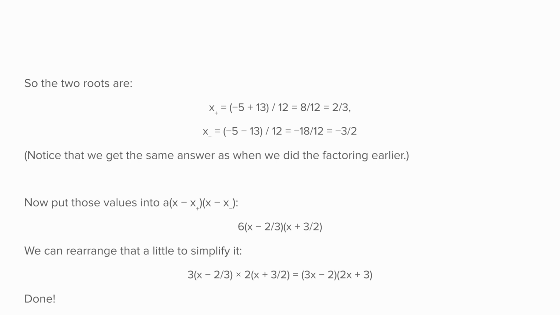So now put those values into a times (x minus x plus) times (x minus x minus), which is 6 times (x minus 2 over 3) times (x plus 3 over 2). We can rearrange that a little to simplify it. So 3 times (x minus 2 over 3) times 2 times (x plus 3 over 2) equals (3x minus 2) times (2x plus 3). So it's really simple.